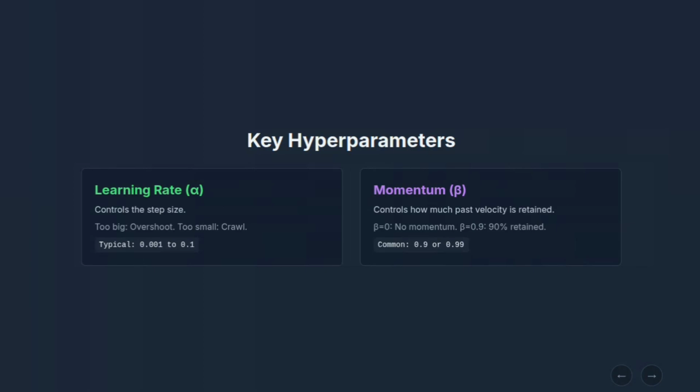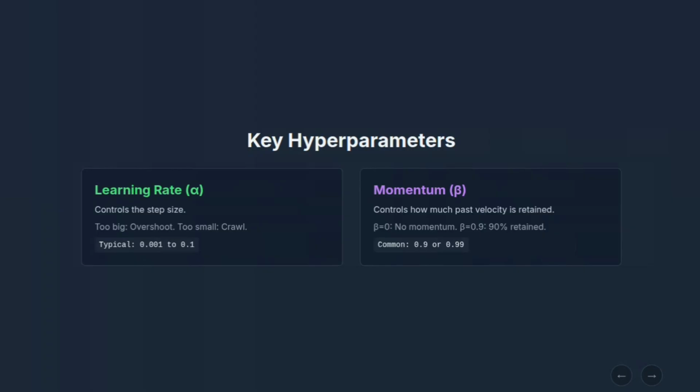Now let's understand the key hyperparameters that control momentum-based optimization. First, we have the learning rate alpha. This controls how big steps we take. Too big, and we overshoot the minimum. Too small, and we crawl toward the solution. Typical values range from 0.001 to 0.1, but this needs careful tuning based on your specific problem.